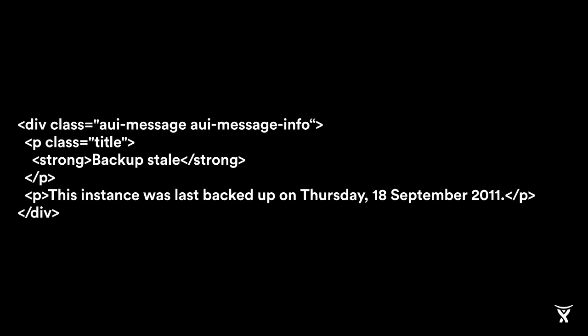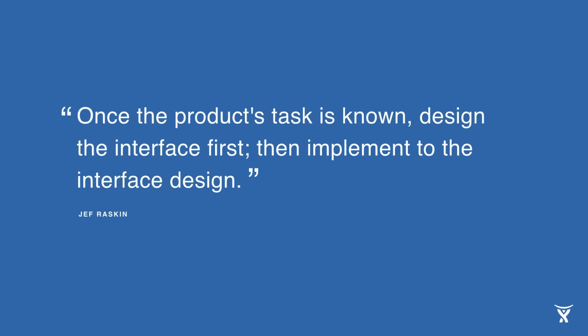So overall, the problem with this is that there's a bunch of implementation and interface mixed up, and there's no clear separation. Now, this is one of my favorite quotes about interface. "Once the product's task is known, design the interface first, and then implement the interface design." Does anyone know who Jeff Raskin is? He's the guy who worked at Apple and basically invented the Mac, right? So he's an industrial designer, and this quote is not talking about API design, it's talking about UI design, in particular industrial design here.